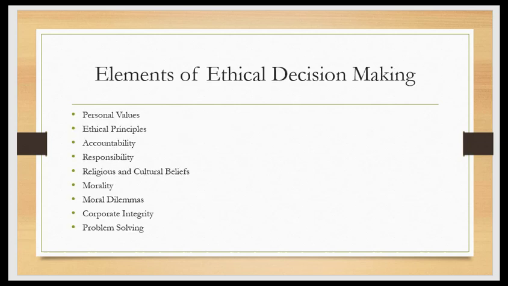So what are some of the elements that go into ethical decision making? The things that influence our ethical decisions. Personal values can also be called personal tenets, opinions, principles, or beliefs that we hold to be true. Ethical principles is something we'll talk about next. Accountability, which we talked about a bit last week, is about being responsible for your actions. Just remember, responsibility is the role, accountability is the action.